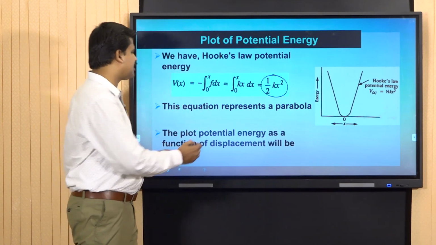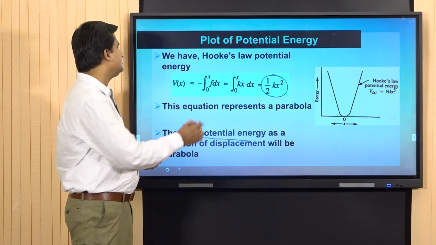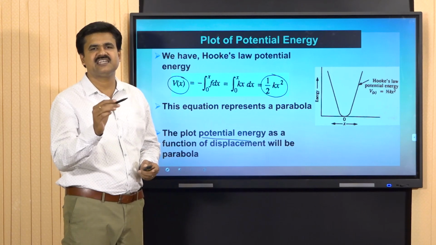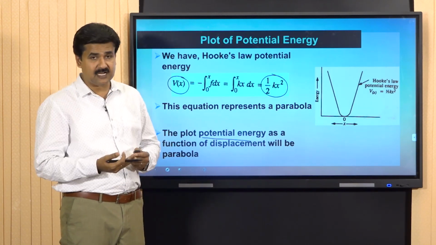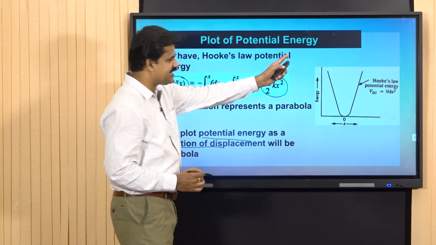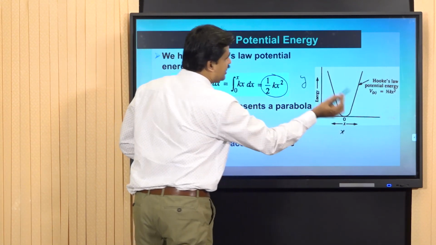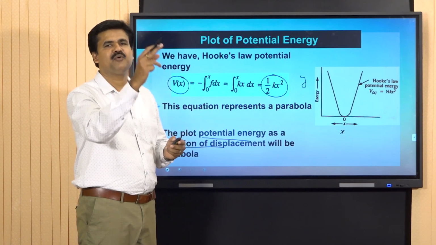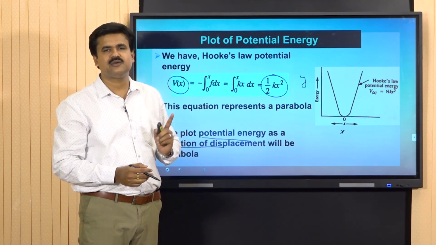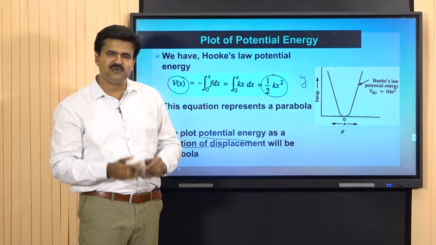The plot of potential energy of the system as a function of the displacement. The left hand side is potential energy and the right hand side consists of the variable, that is displacement. So, if we are plotting potential energy as a function of displacement, that is, taking potential energy along the y direction and displacement x along the x direction, we are getting a parabolic shaped curve or a parabola. This is the Hooke's law potential energy of a simple harmonic oscillator that executes only simple harmonic motion.